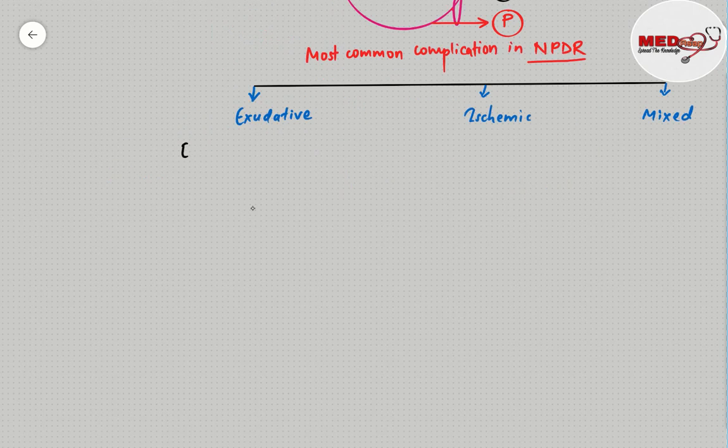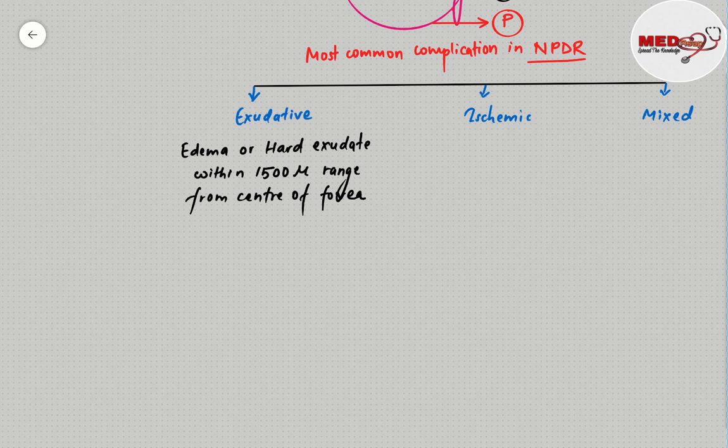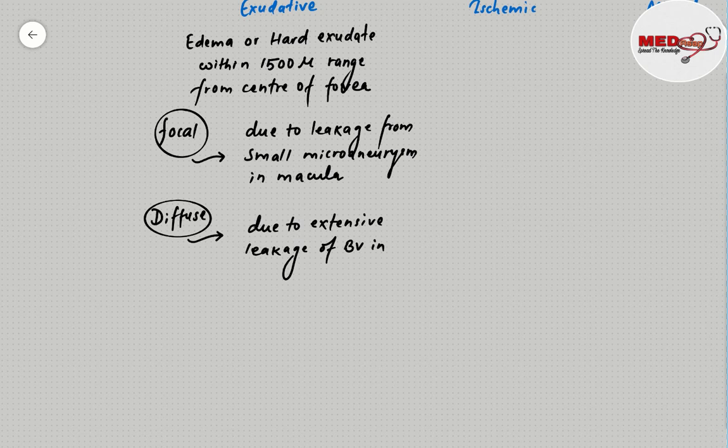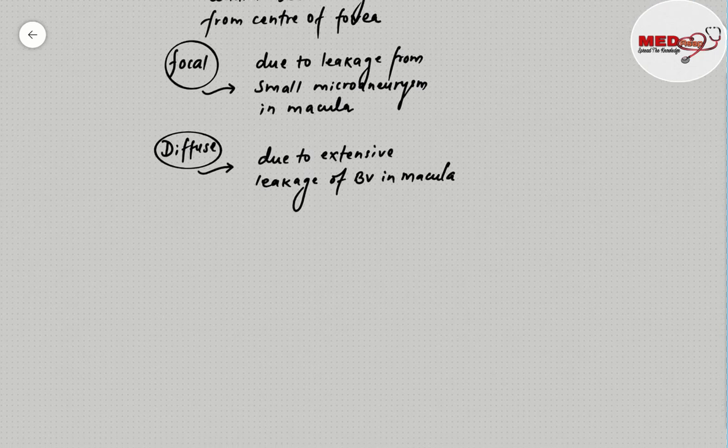Exudative maculopathy occurs because of the presence of edema or the hard exudate within the range of 1500 micron from the center of fovea. If this edema is limited to a particular zone in the macular area, it is called focal. This occurs due to the leakage from the small microaneurysms in the macula. If whole macula is involved, then it is called diffuse. This occurs due to the extensive leakage of the blood vessels in the macula. So the exudative maculopathy can be focal or diffuse.